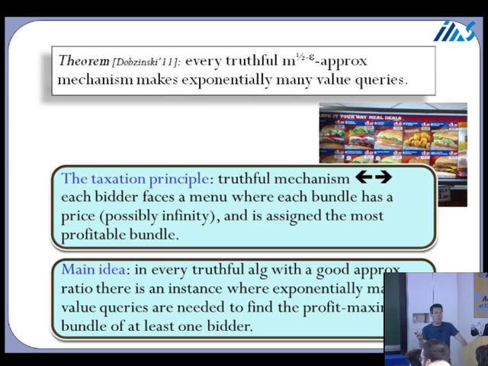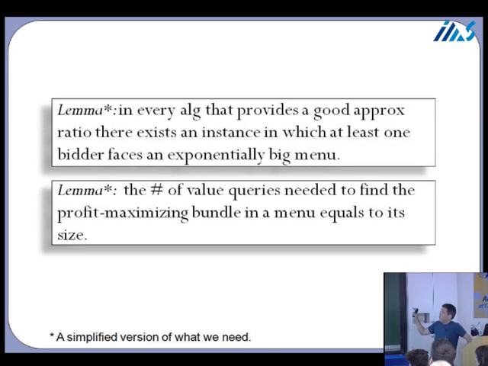So the algorithm must find the profit maximizing bundle of each bidder, and this task is hard. More specifically, we're going to have the following two lemmas. The first one is going to say that in every truthful algorithm that provides a good approximation ratio, there exists an instance in which at least one bidder faces an exponentially big menu. This is like a must.